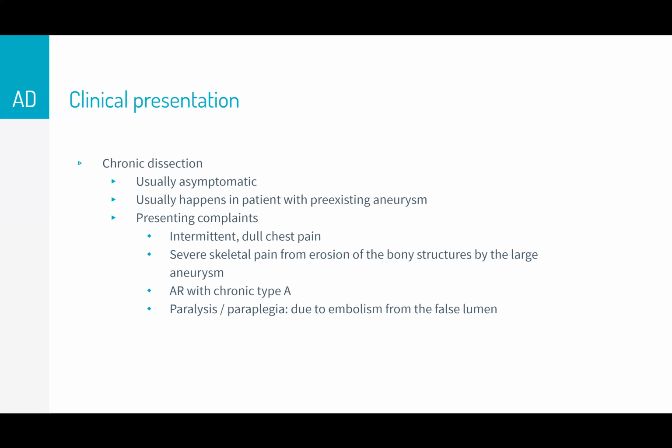Chronic dissections are usually asymptomatic. They usually happen in patients with a pre-existing aneurysm. That's why they were not detected at presentation, because, as you remember, we said some of the population that have painless dissection are patients with a chronic aneurysm. Also, the presenting complaints of those patients are usually either intermittent or dull chest pain, severe skeletal pain from erosion of the bony structure by the large aneurysm, aortic regurgitation with chronic type A, or paralysis or paraplegia due to embolism from the false lumen.